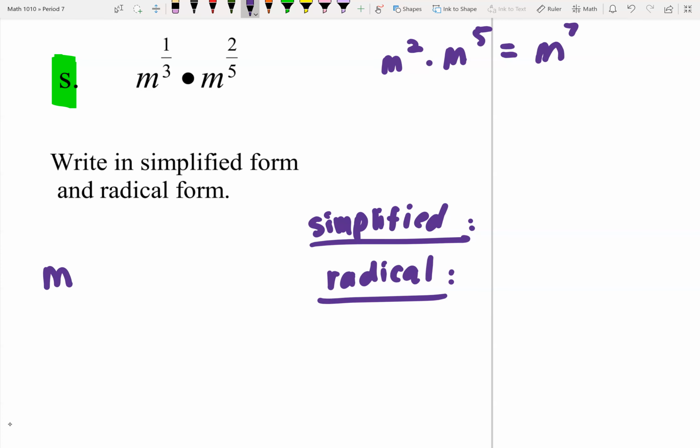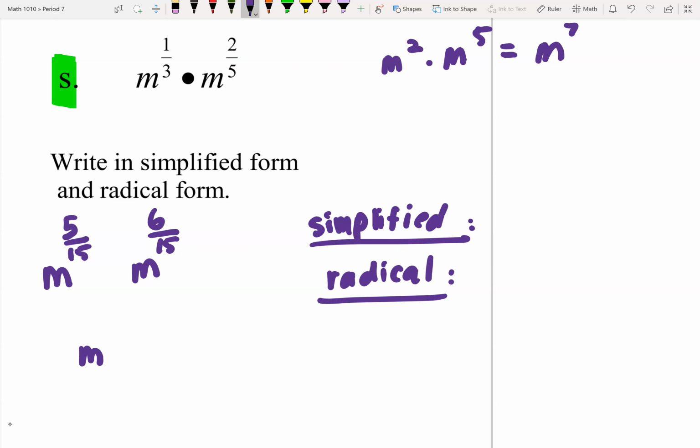So let's get one. Everybody put your m in your m. Everybody in the room tell me, what's your common denominator going to be? 15. Look at the first guy. 3 times 5 is 15. So 1 times 5 is 5. Look at the next one. 5 times 3 is 15. So 2 times 3 is 6.